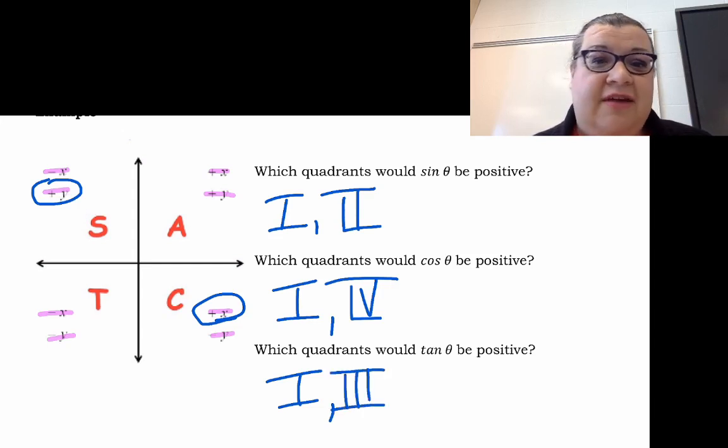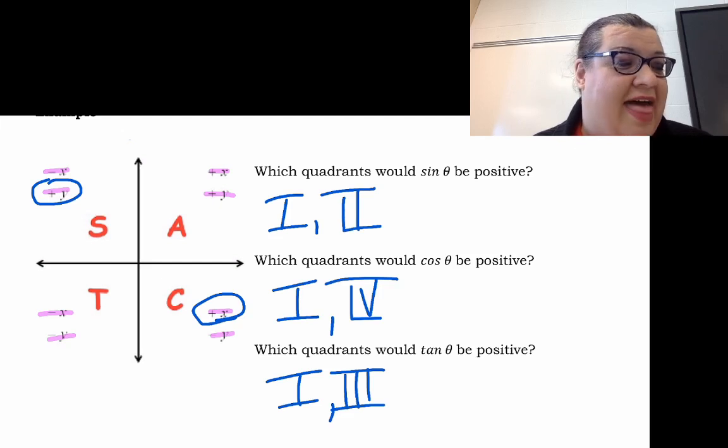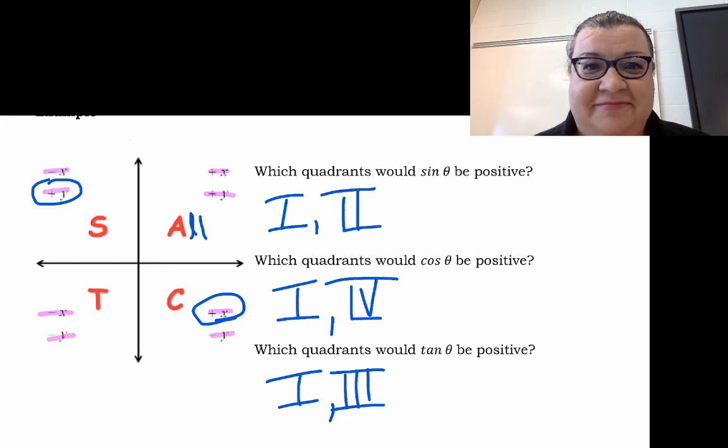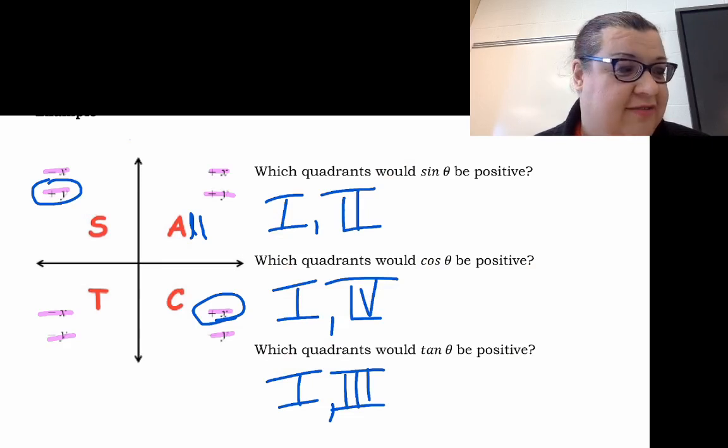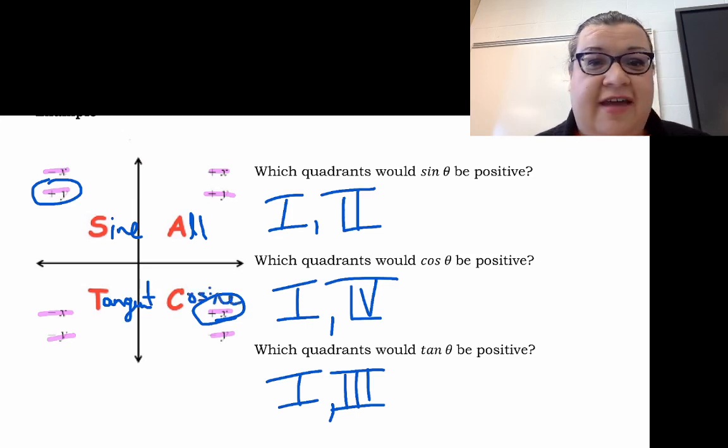So all of them are positive in quadrant 1. That's what the A stands for, all. In quadrant 2, sine is positive. That's why the S, sine. In quadrant 3, tangent is positive. And in quadrant 4, only cosine is positive. And that's where we get the letters for the CAST rule. C-A-S-T.